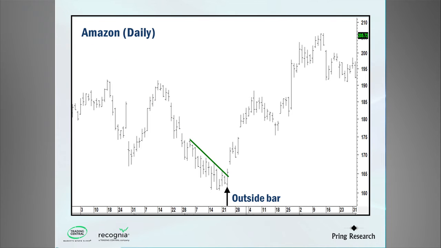Note the break comes during the formation of this outside bar, a very nice touch. Just to show you that everything doesn't always work, here's a perfectly good inside bar that should have worked, but it didn't, as the price went on to register new highs.